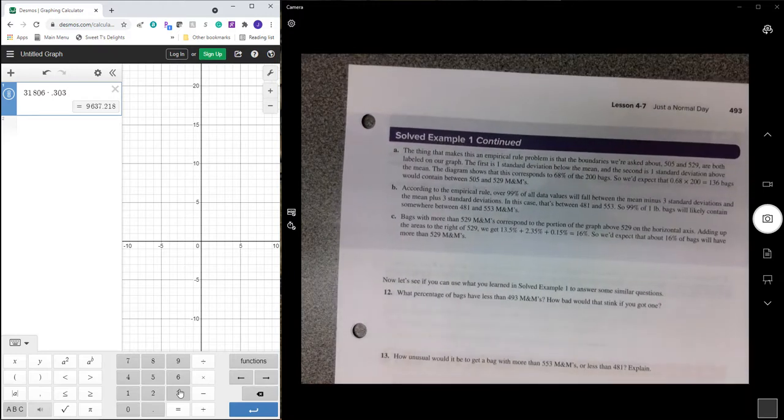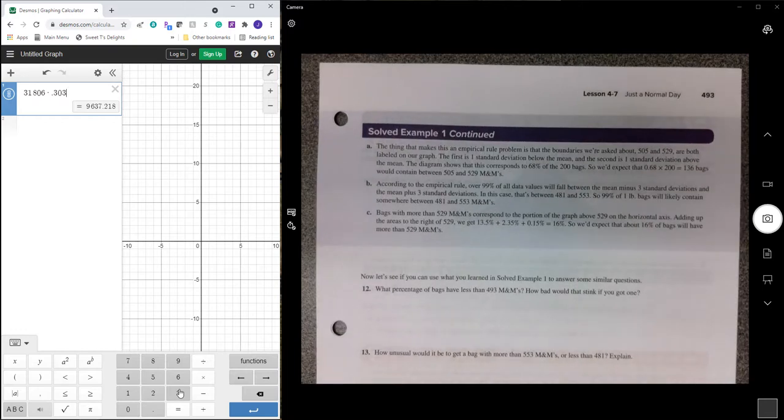Okay, now this is continued. It says here, the thing that makes this an empirical rule problem is that the boundaries we were asked about, 505 and 529, are both labeled on our graph. The first is one standard deviation below the mean, and the second is one standard deviation above the mean. The diagram shows that this corresponds to 68% of the 200 bags. So we'd expect that 0.68 times 200, which is 136 bags, will contain between 505 and 529 M&Ms.